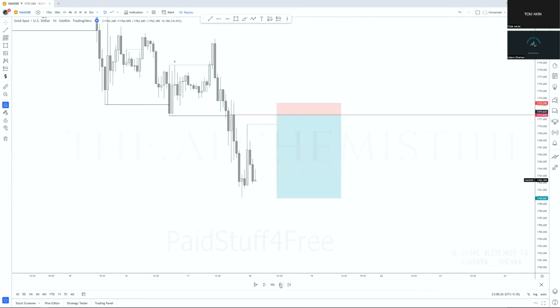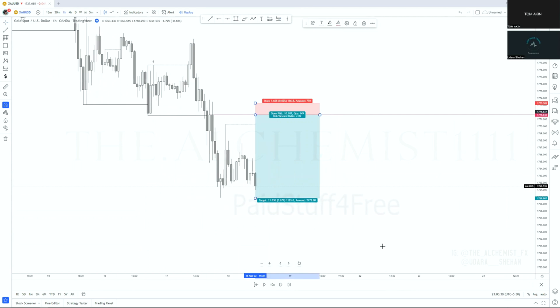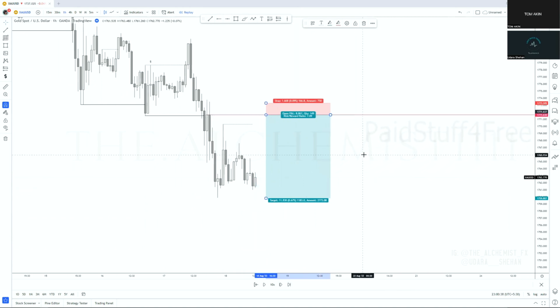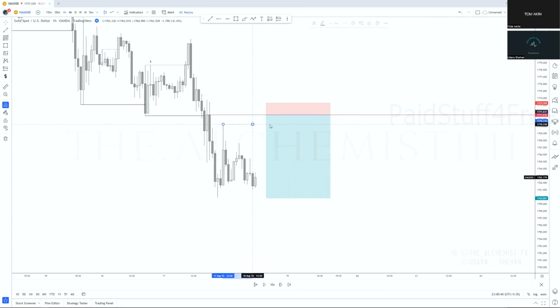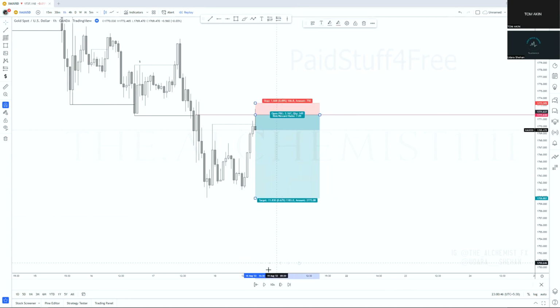Okay, so what happened? Didn't get here by London Kill Zone. Can you see it? It's 11:30. Then let's wait until 12:30. Didn't get there by 12:30. Then at what time do we expect price to get here? New York Kill Zone or New York Open. See, 4:30 p.m. my time. That is when New York Kill Zone opens. There it goes, right at 4:30.